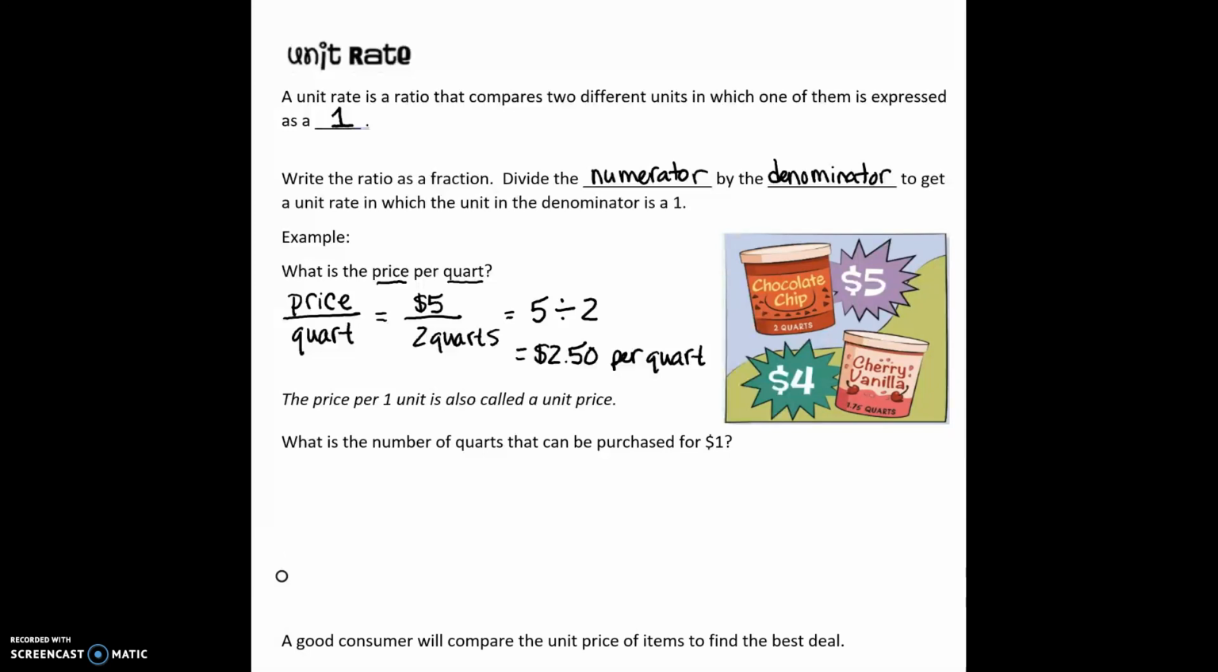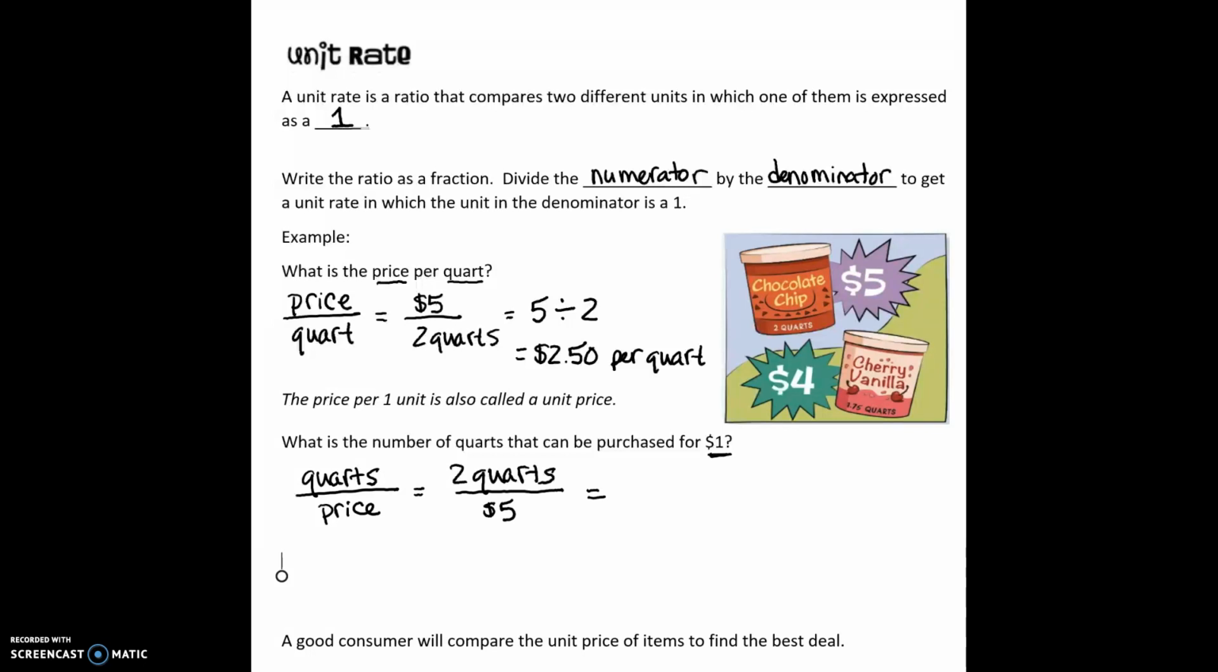Now I can also think about a unit rate by using the following question. What is the number of quarts that can be purchased for $1? So in this case, my unit here is going to be the price, not the size or the quarts. So now I'm going to set up my ratio with the size, or number of quarts, as my numerator over the price, because I want the price to be my unit of $1. When I set it up this way, I show 2 quarts as my numerator, and I'm comparing that to my price here, or the cost, $5, in the denominator.